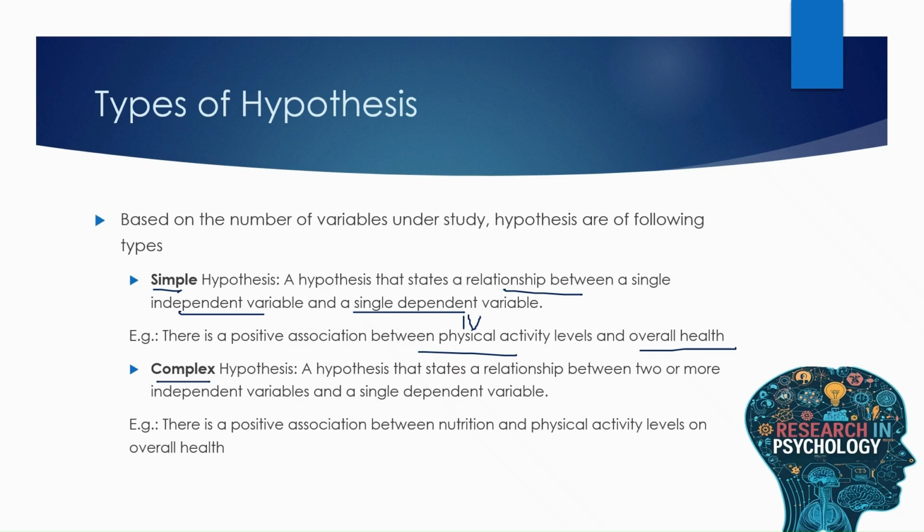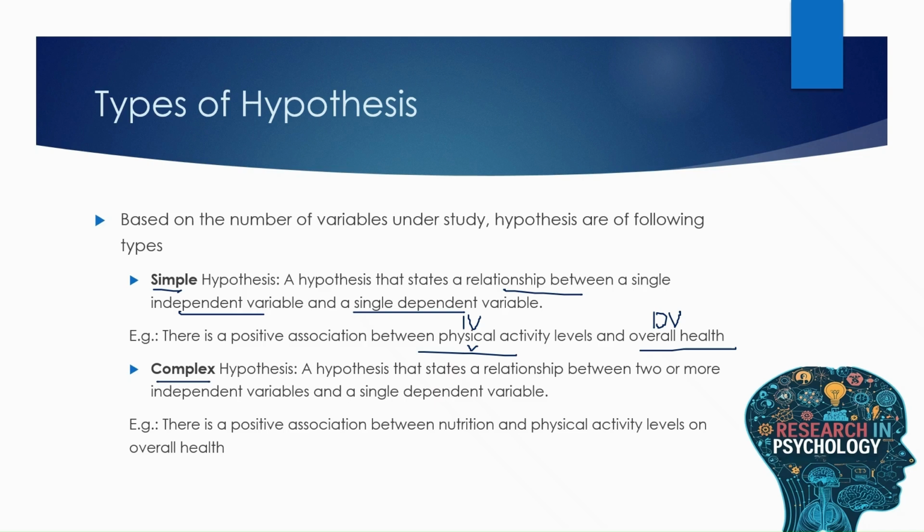Like when a researcher is studying this topic, he can make different subjects choose different activity levels and see what is the impact on overall health. So this is the dependent variable, the effect of the independent variable. All right. So simple hypothesis states that there is a relationship between a single independent variable and a single dependent variable. So now you can guess what is complex hypothesis, right?